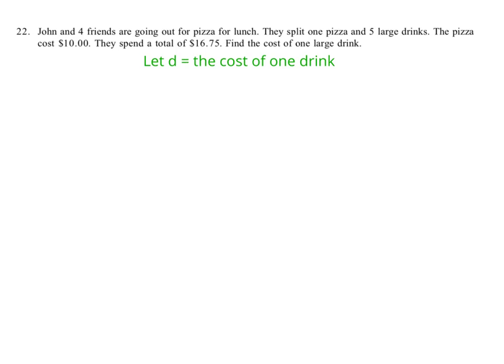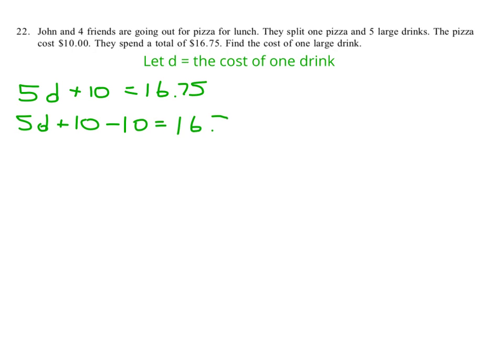Okay, and then we say, how do we do it? Well, 5 times D, whatever the cost of one drink is, times 5, because you're getting 5 of them, plus the $10 for the pizza, will equal $16.75. And of course, we want to first subtract away that 10 for the pizza because we're concerned with just how much the drinks cost.